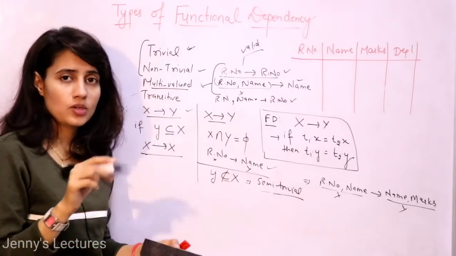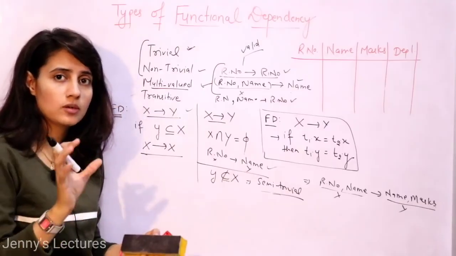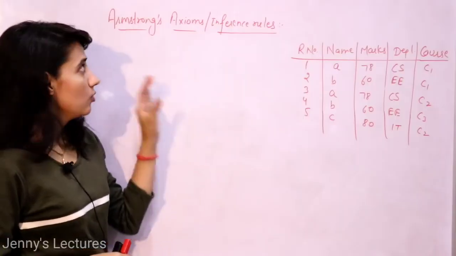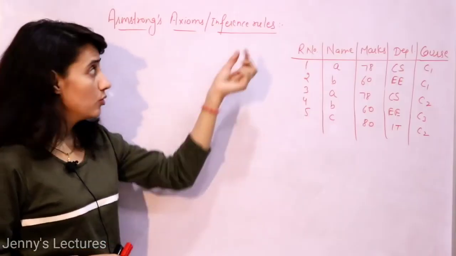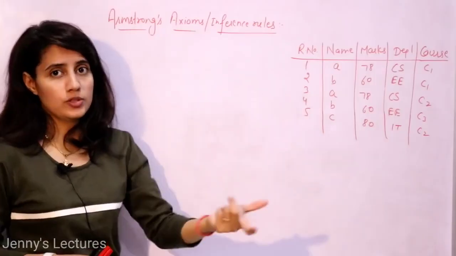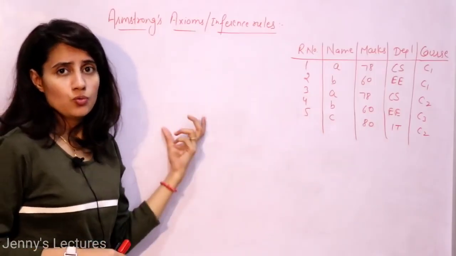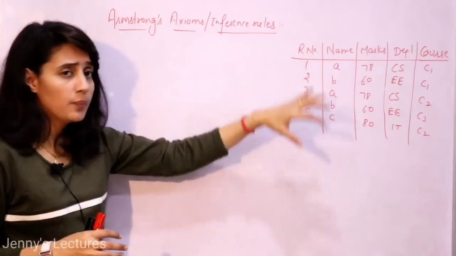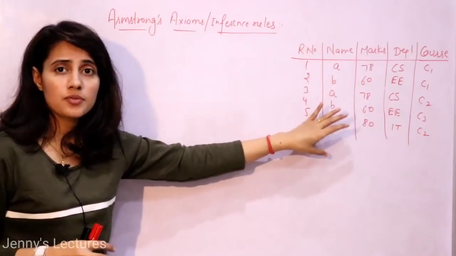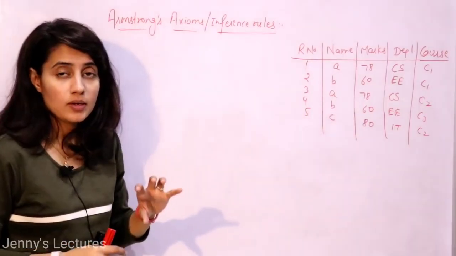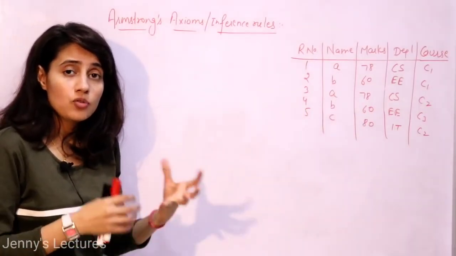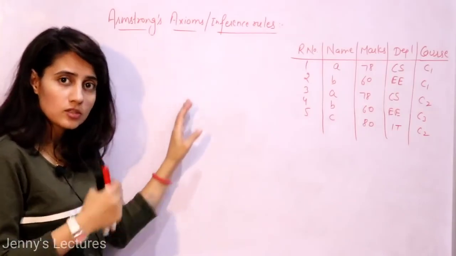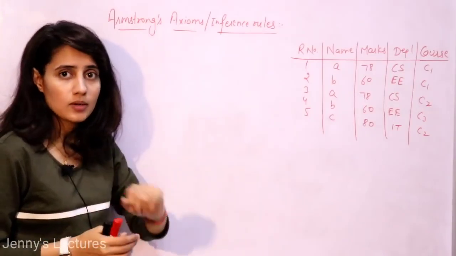Now we will discuss the Armstrong axioms, so you can say the inference rules. These rules are given by Armstrong, that is why they are known as Armstrong's axioms, or inference rules, right? Using these rules you can find out all the functional dependencies that exist on a given relation or table, right? Now how you will find out all the functional dependencies, you will automatically come to know when we discuss the rules with the help of this example, right?